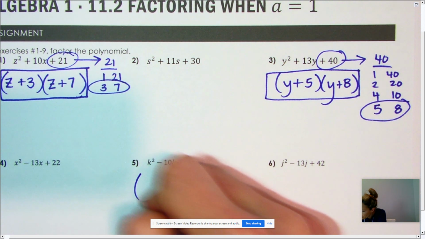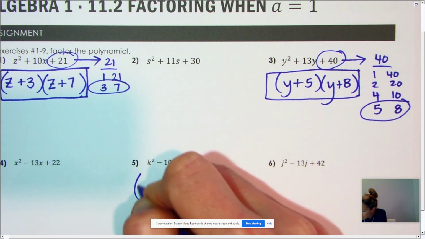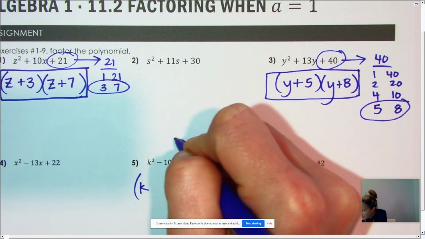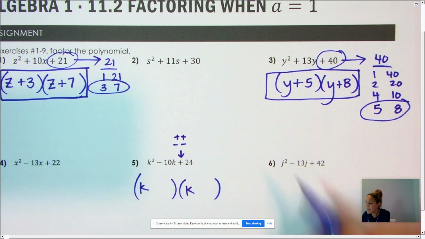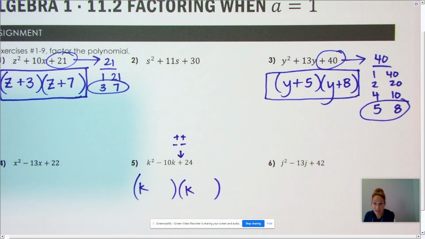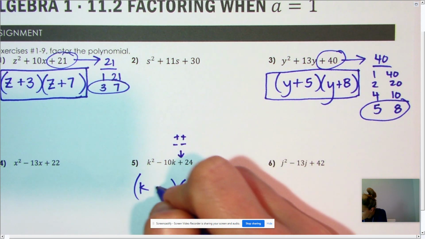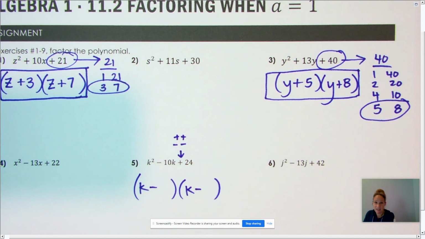Remember, we're going to start with our parentheses, k squared. So we're going to put a k in each one. Whenever it's a plus, in order to multiply to get a plus, I know the signs have to be the same. It's either going to be plus plus or minus minus. And since this one is a negative 10, I know they both have to be negative to be able to add up to a negative number, because two positives will never be negative.